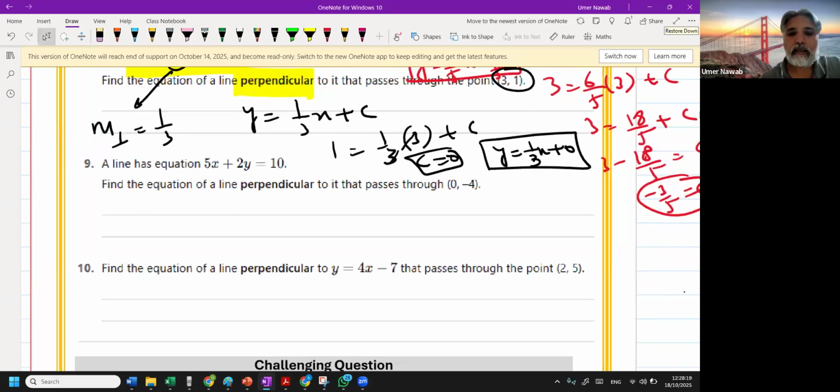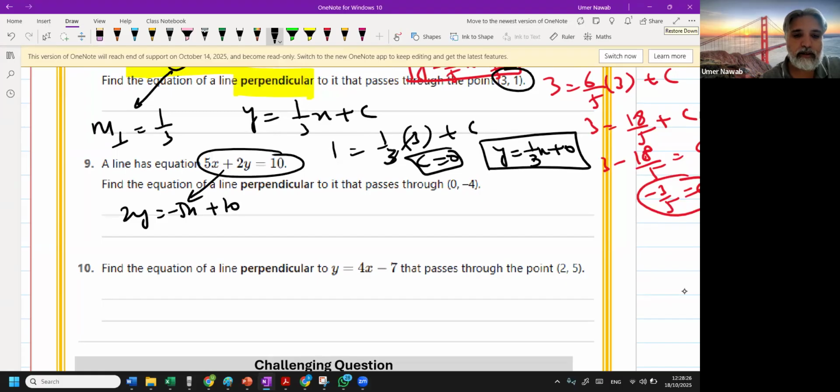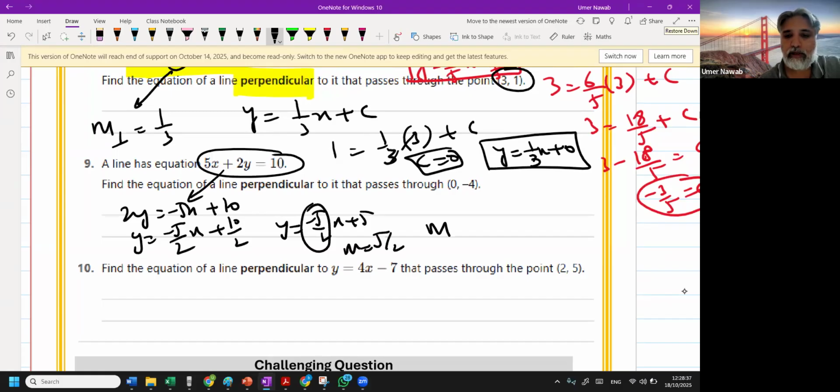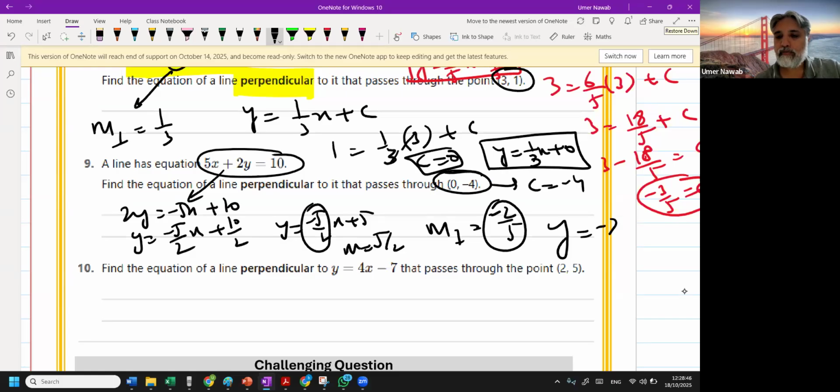And then after that, the examiner gave you this line. Can I find a gradient? 2y is equal to -5x plus 10, and y is equal to -5/2 x plus 10/2. y is equal to -5/2 x plus 5. So the gradient is -5/2, but the perpendicular gradient will be -2/5, and it's passing through 0, -4, so my c is equal to -4. y is equal to -2/5 x minus 4 is the equation of the perpendicular.